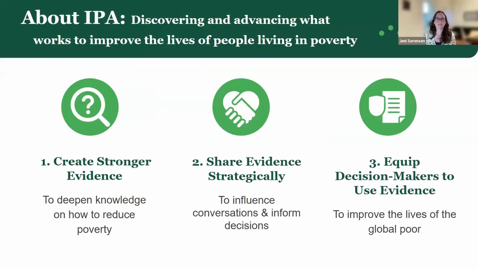All right, so again, a really quick intro, just one slide about IPA. If you're not familiar with us, Innovations for Poverty Action is an organization best known for our work in impact evaluations, but we do a lot of work around these different things. Our mission is to improve the lives of people living in poverty. So we work to create stronger evidence of what works to reduce poverty. We share the evidence strategically with practitioners and policymakers, and then we try to equip decision makers to understand and use this evidence to improve the lives of the poor, and help governments and other implementers and funders to make the best use of data and evidence. Next slide.